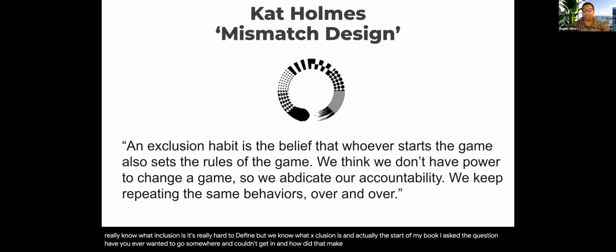And how did that make you feel? That's exclusion. That's what we do when we don't make things inclusive or accessible. And Kat Holmes says an exclusion habit is the belief that whoever starts the game also sets the rules of the game. We think we don't have power to change a game, so we abdicate our accountability. We keep repeating the same behaviors over and over. But the truth is, we as designers, everybody here has a choice.